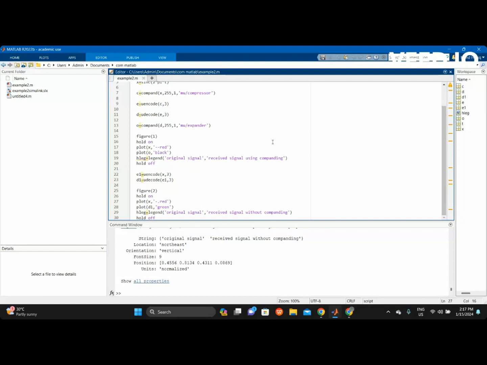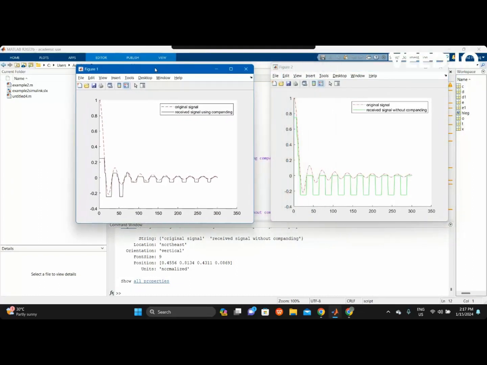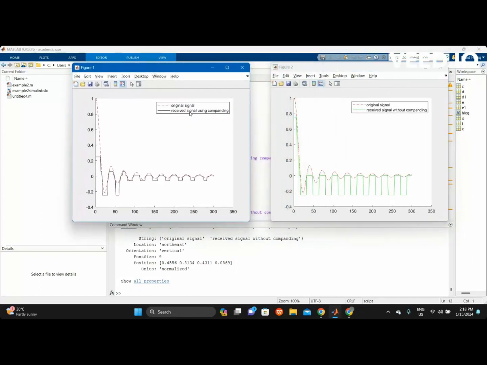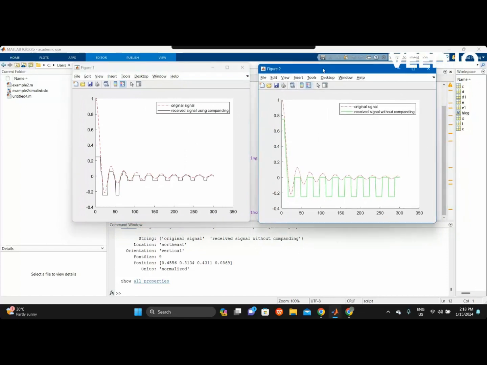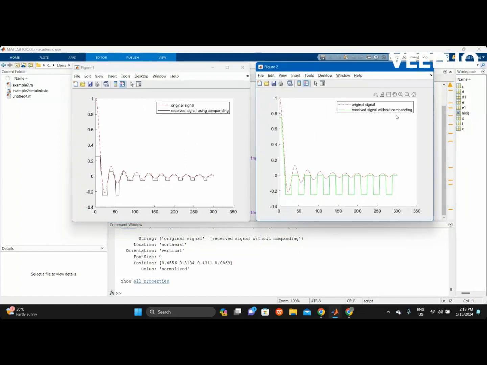Let's see the difference between these two outputs. Both of these are the same, but what makes figure 1 and figure 2 different is that one of them is using compounding. Remember that. You can see in the figure here, the result for figure 1 is the received signal using compounding, and figure 2 is the received signal without compounding.